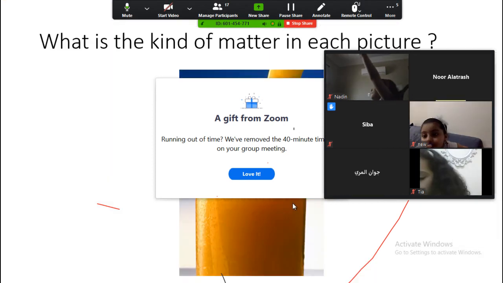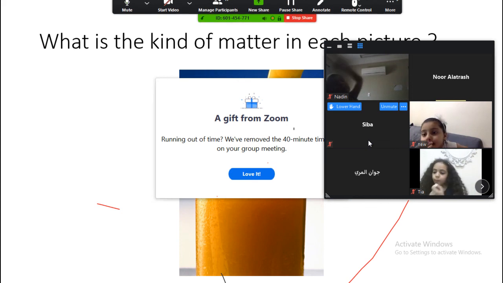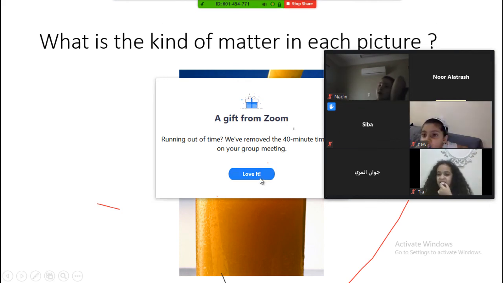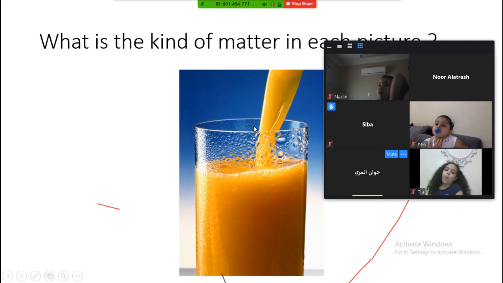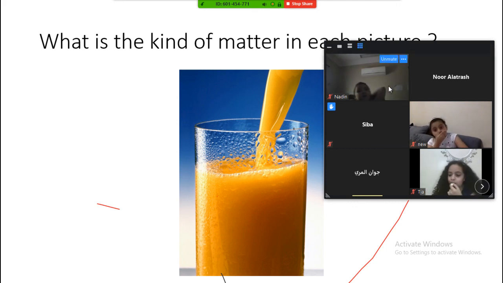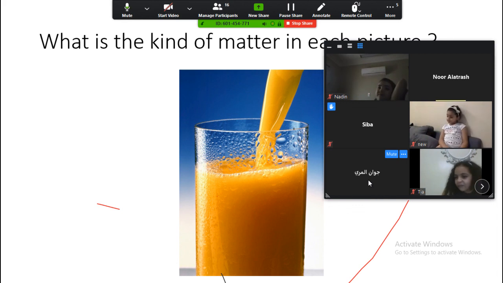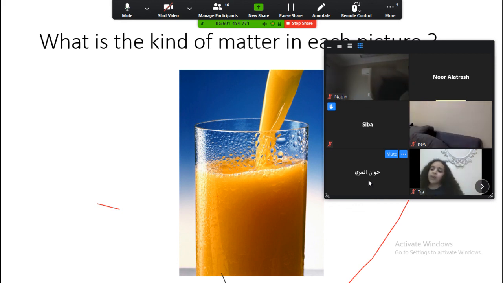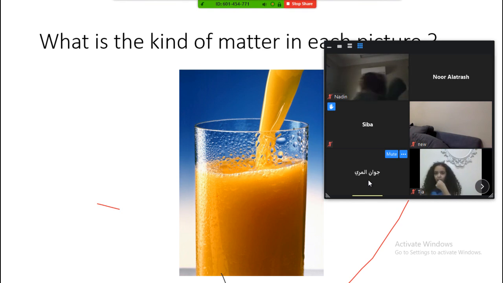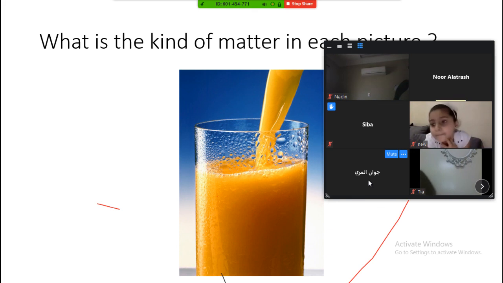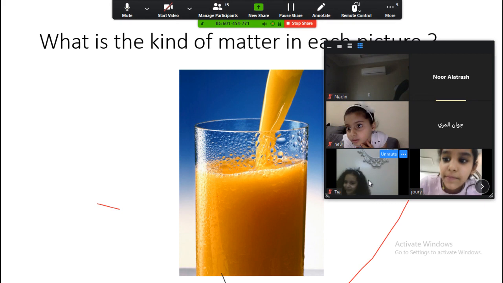Yalla ya Juwan, what kind of matter is inside the cup? Solid, liquid, or gas? Liquid. Yeah, it is a liquid. Do you know why it is a liquid? I will tell you why. Because liquid flows and takes the shape of the glass. It doesn't have its own shape.